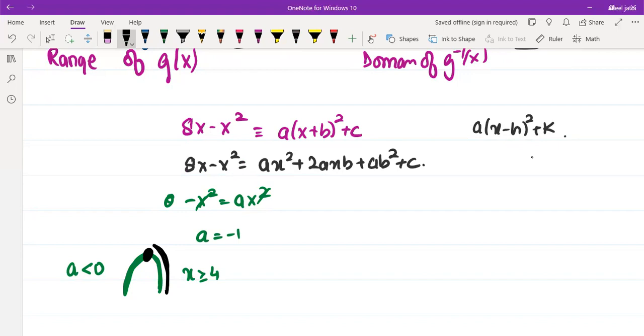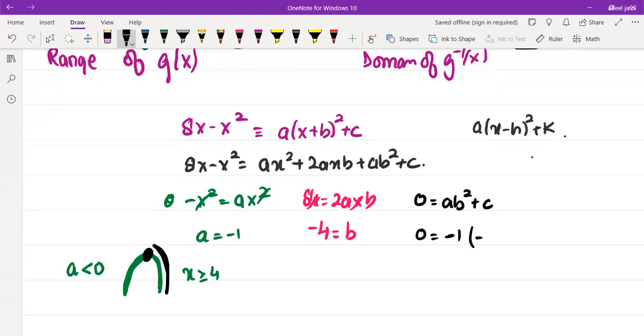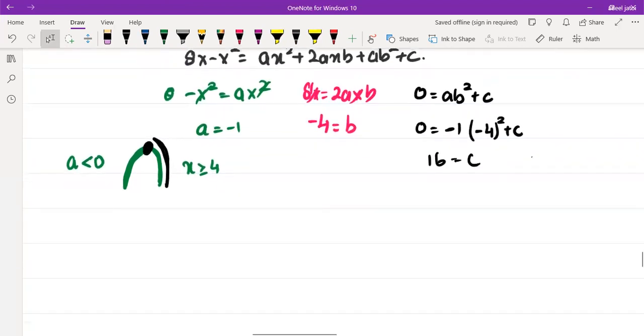Let's just continue solving this. We have 8x compared to 2abx. x is cancelled, so the answer for this would be b equals minus 4. And lastly, we do not have a constant, so the constant can be compared to ab square plus c. Your a is minus 1, this is minus 4 whole square plus c. Minus 16 plus c equals 0, so obviously 16 will go on the other side and becomes plus 16.